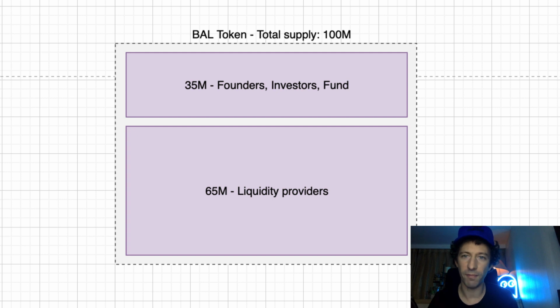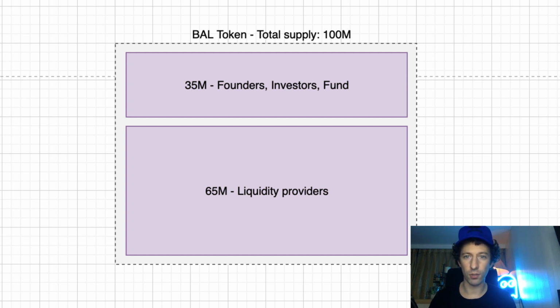The last important part of Balancer is liquidity mining, which is an incentive program for liquidity providers. Balancer has a governance token, the BAL token. BAL tokens can be used to vote on proposals to update the protocol. It has a total supply of 100 million tokens.